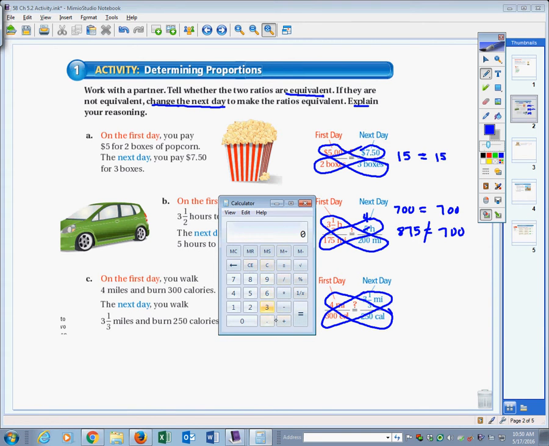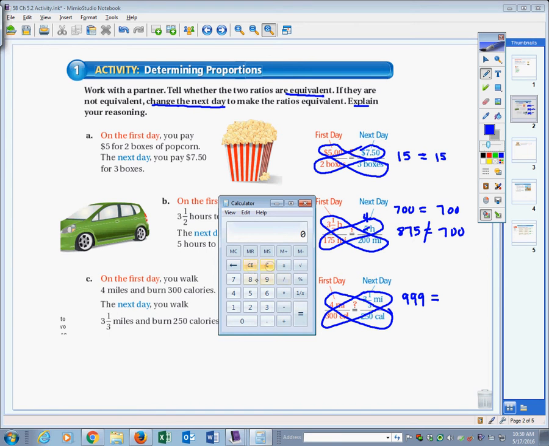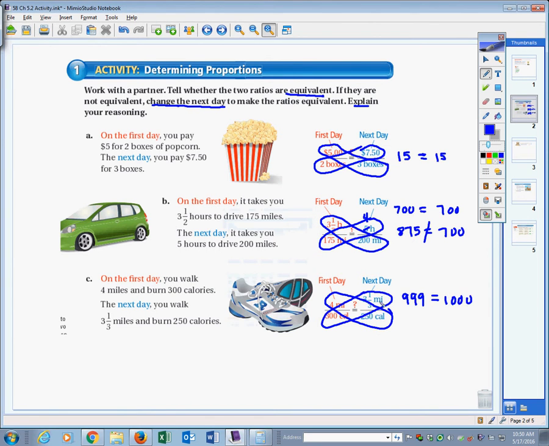So let's say 300 calories, and we're going to multiply that by 3.33, and that's going to give me 999. And we're going to look at the second set here, and we're going to multiply 4 times 250, and that's going to give me 1,000. Now, it's not exactly proportional because we have that 3.33333.